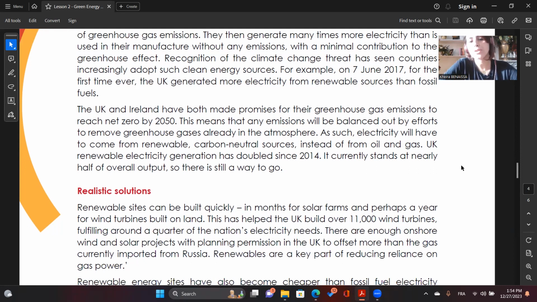UK renewable electricity generation has doubled since 2014. It currently stands at nearly half of overall output, so there is still a way to go.